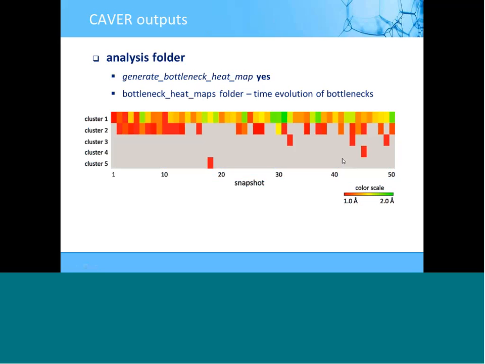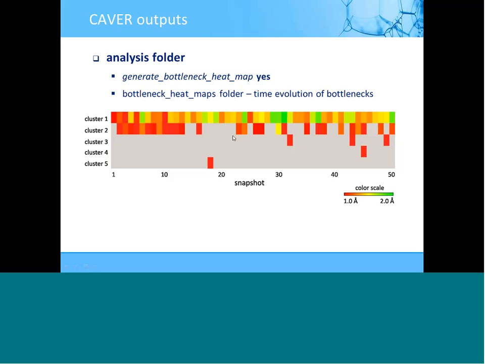Another parameter you may use is generate bottleneck heat map, yes, which generates the content of the bottleneck heat map folder. This allows you to study the evolution of bottlenecks in individual structures simultaneously for all detected tunnel clusters. So in the heat map, you can see 5 tunnel clusters and their respective bottleneck radii, which are color-coded, meaning the narrowest bottlenecks are red, about 1 angstrom, and green are the widest bottlenecks.